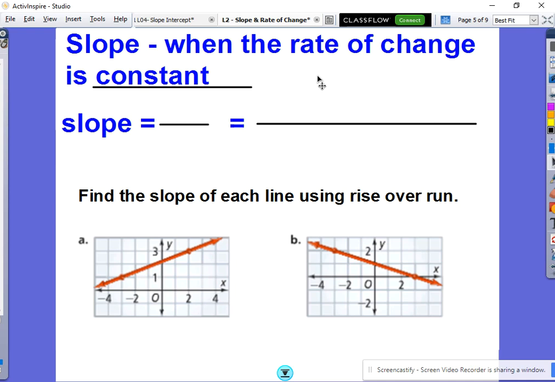Well, how do we calculate that? Before we can calculate it, we're going to talk about the fact that it's the rise divided by the run.